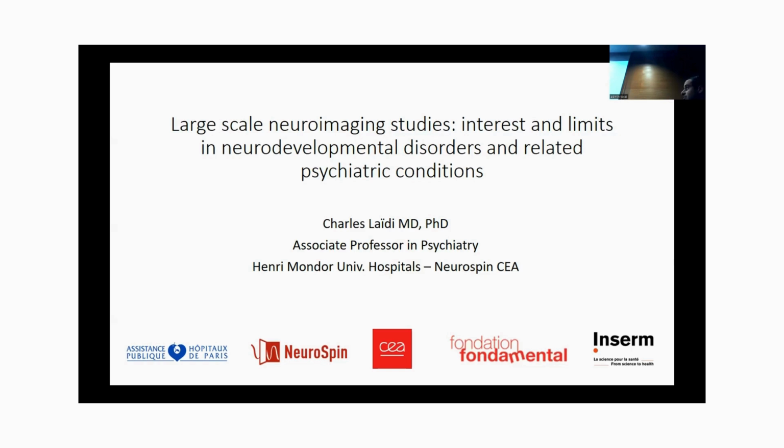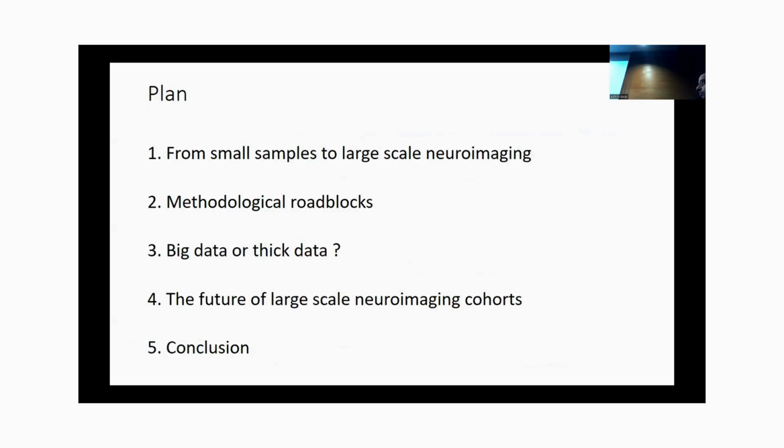I'm going to talk about large-scale neuroimaging studies and try to understand what the interests and the limits of those large-scale neuroimaging studies are. First, I'll explain how we went from small sample studies to large-scale studies in neuroimaging. Then I'll discuss a couple of methodological roadblocks that I think are hampering us from unlocking the full potential of those large-scale neuroimaging studies.